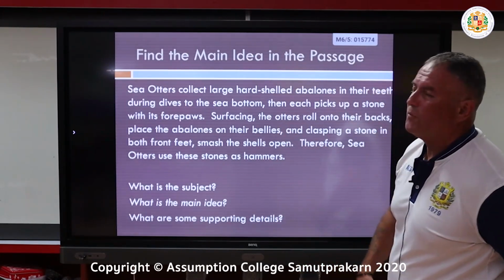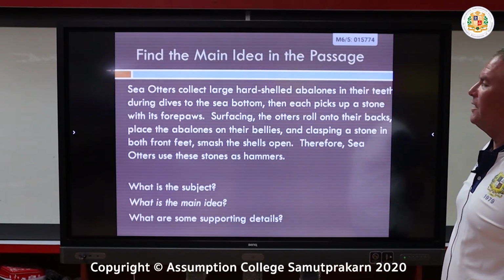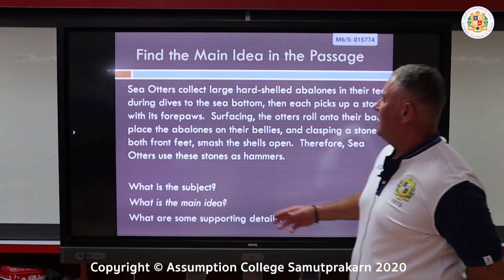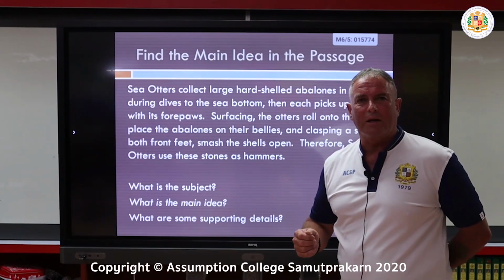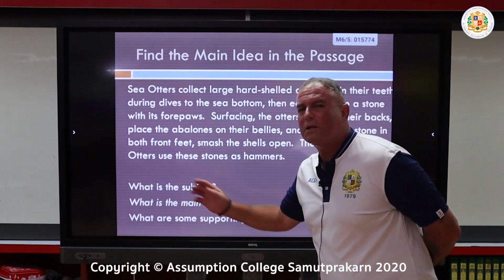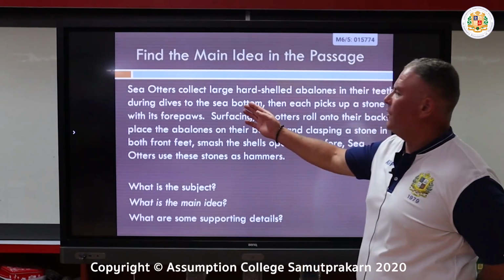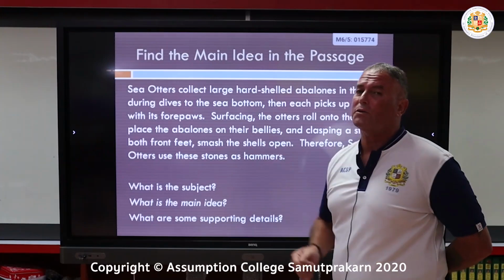So as we see, sea otters collect large, hard-shelled abalones in their teeth. Straight away, it's telling us otters. So that's going to be your topic. That's your subject, sea otters. Okay? Then it says, what is the main idea? So we look at what they're telling us about the so what factor. So what? What about sea otters?